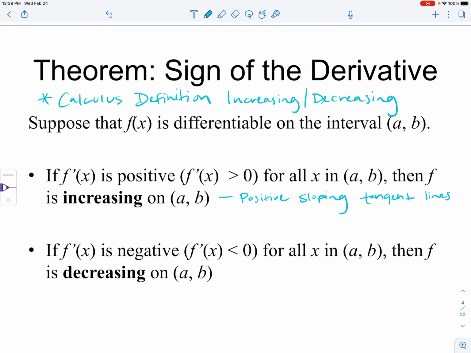And if f prime of x is negative for all x on that open interval from a to b, then f is decreasing on the interval from a to b. And what that means is if a function has negative sloping tangent lines on an open interval, then the function is said to be decreasing.